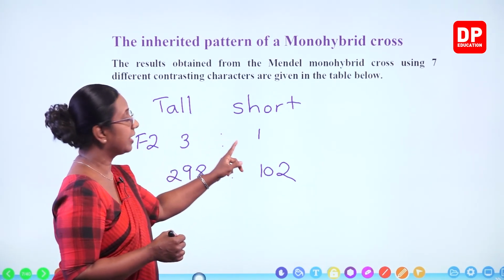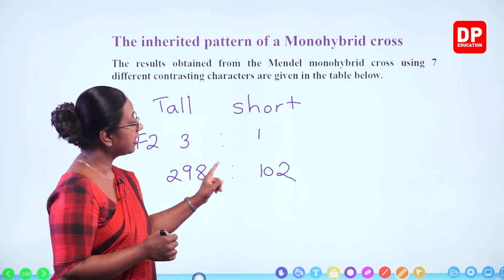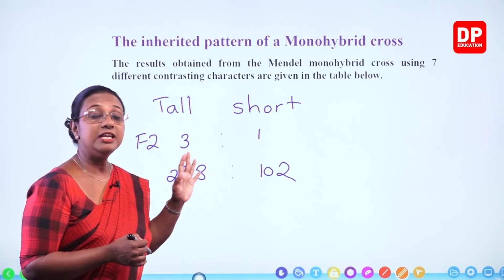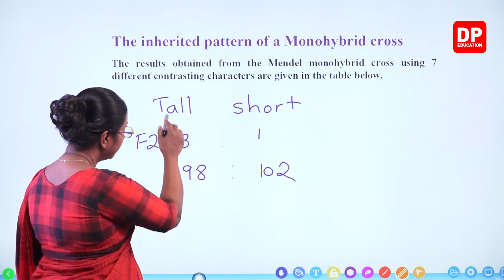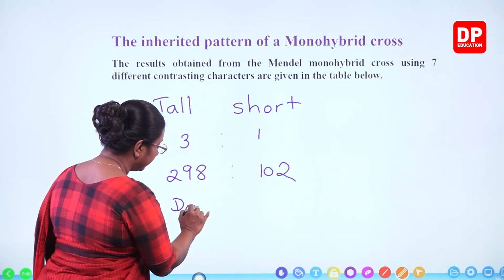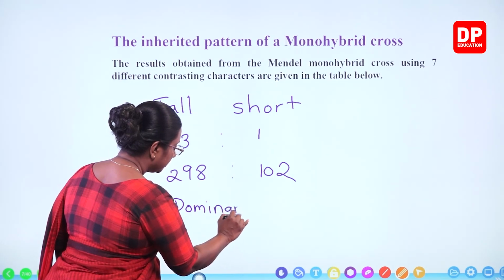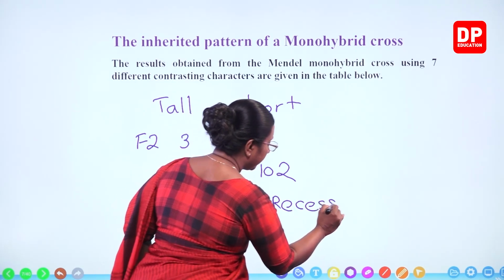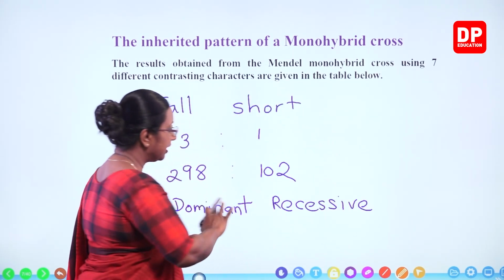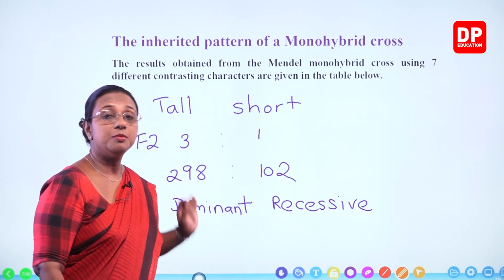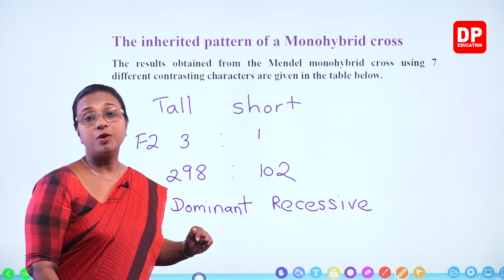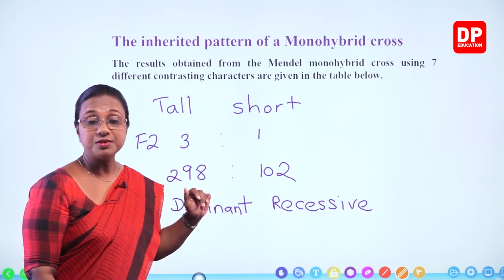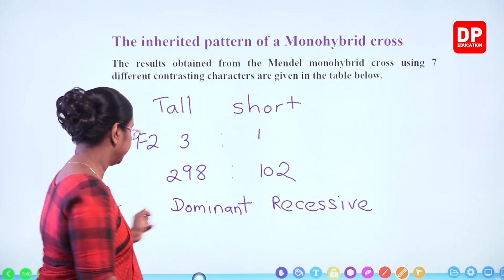Out of these 2 characters, you can remember the short character was not observed in the first generation. Based on that, he was able to explain that the tall character is the dominant character and the short character is the recessive character. Those were the information we obtained from the monohybrid cross. Now I'll move on to the next slide where we will look at the observations he obtained.